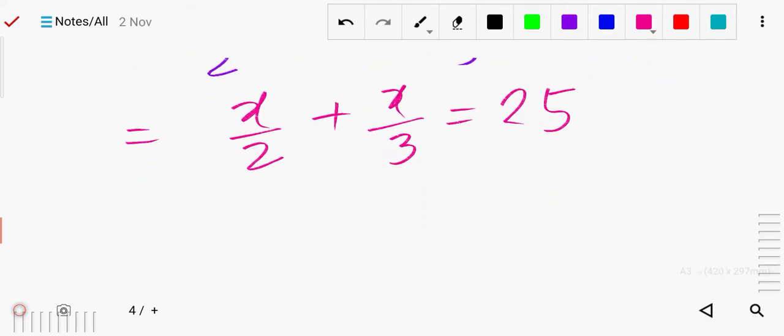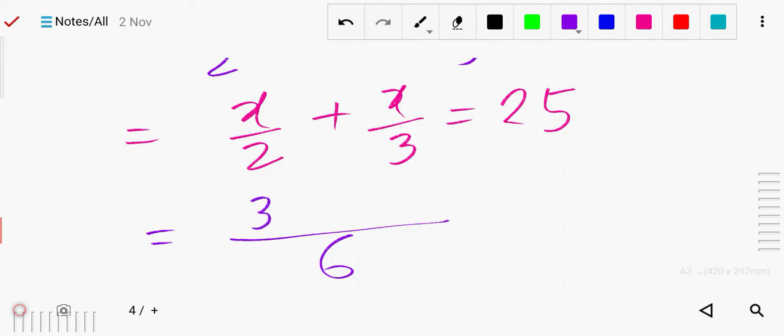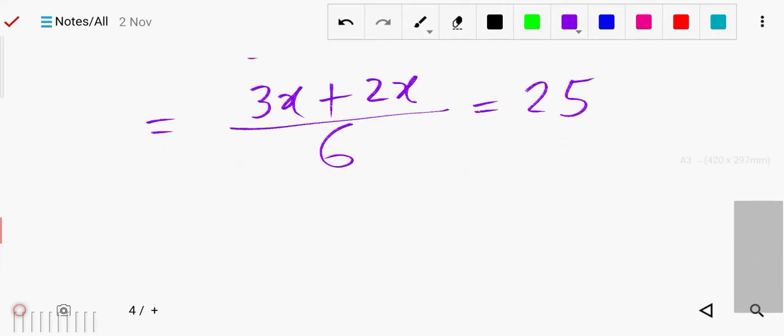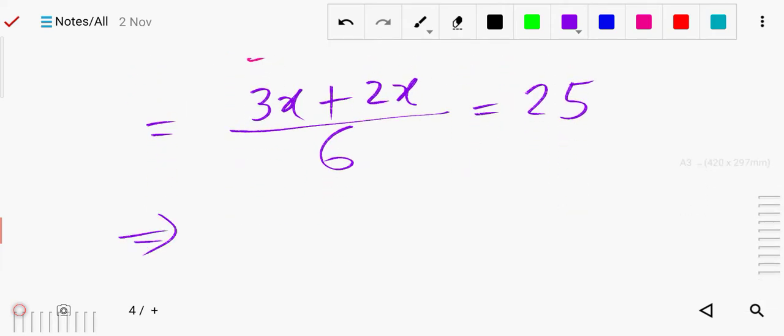Now these fractions, we will take the LCM. The LCM of 2 and 3 will be 6. So 6 divided by 2 is 3, so you can write 3 into x, so 3x, and 6 divided by 3 is 2, so 2 into x, 2x, which equals 25. Now next, 3x plus 2x will be 5x.